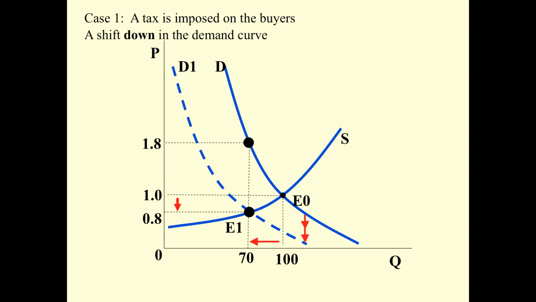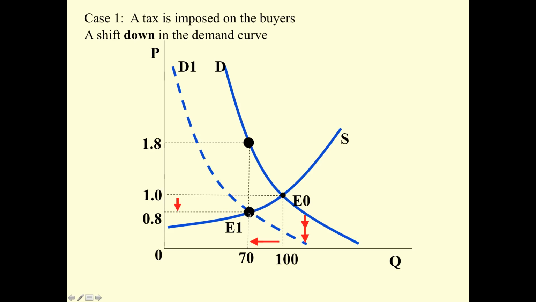Notice that the market has shrunk. Previously it was 100 units being sold, now it's 70 units being sold. So what is this 80 cents? This 80 cents is what the seller gets now. Before the tax, they got $1, but now they're only going to get 80 cents for this.